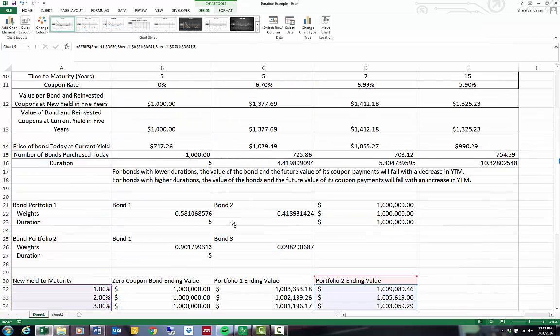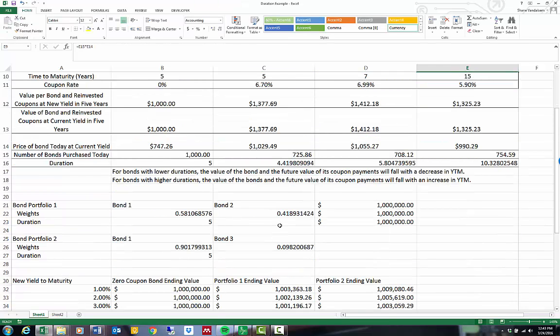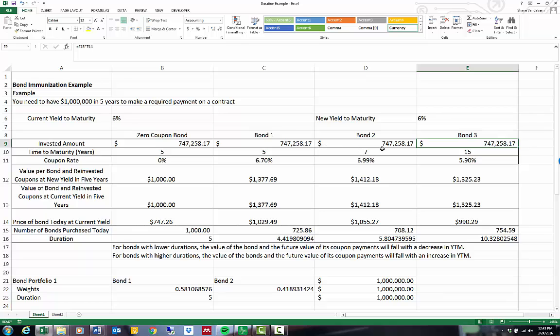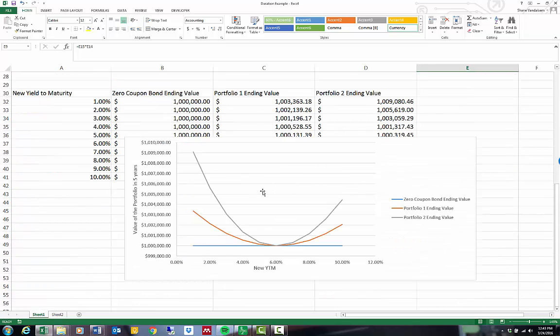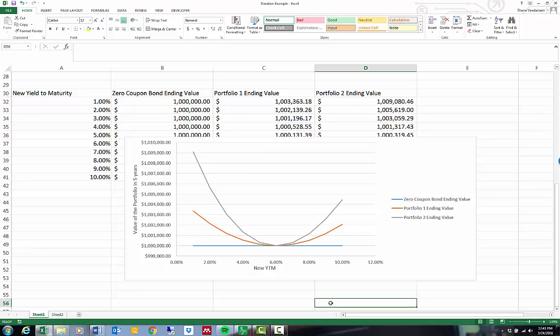So again, we're investing the same amount. So our investment in these portfolios would also be 747,258.17. And choosing the portfolio with the greatest convexity gives us the best outcome. So we've immunized our portfolio. We avoid interest rate risk for any of our 3 choices here.